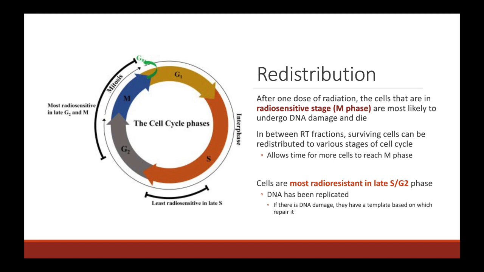They're going to be in different phases of the cell cycle. So another advantage of fractionating radiation is that we can allow for some redistribution. Initially, when you give a dose of radiation, the cells that are in the mitotic phase will die. Then in between treatments, you assume that the surviving cells are going to continue to go through the cell cycle and get redistributed to different phases of the cell cycle. That just allows time for more cells to reach that M phase. So redistribution is another rationale for fractionating radiation.